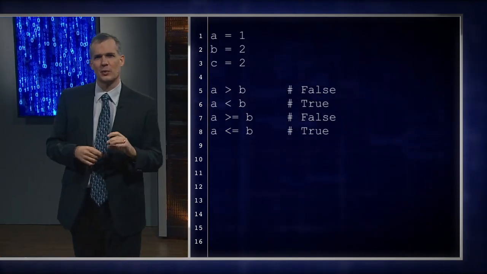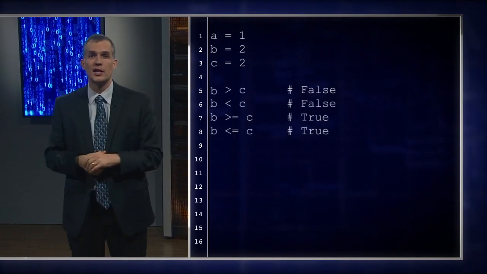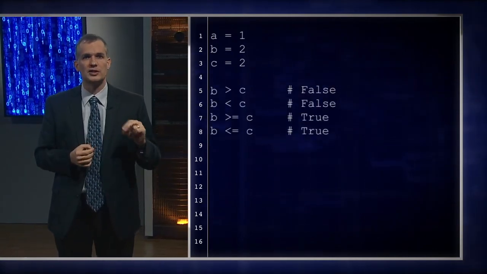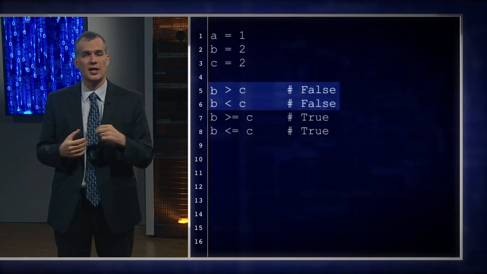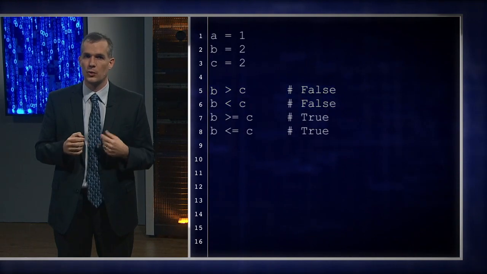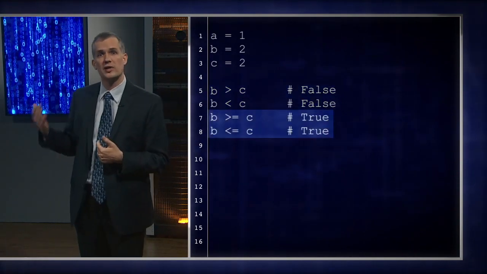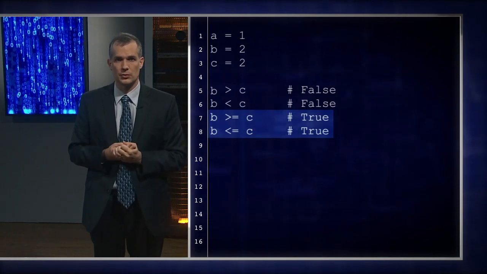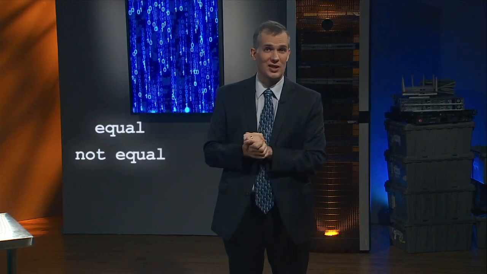Let's see what happens if we compare b and c. b and c are equal. They both have the same value, 2. So, b greater than c and b less than c are false expressions. But when we also check for b greater than or equal to c, or b less than or equal to c, they're true. Now, let's look at two more comparisons, equal and not equal.